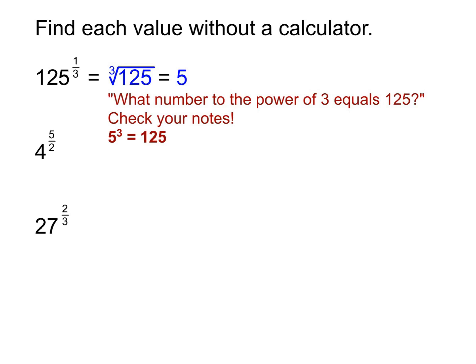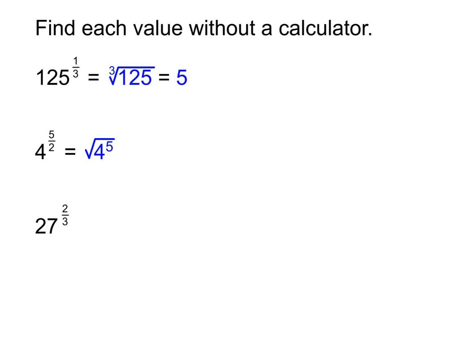Okay, we're going to do the same type of thing here with the second one. We're going to start by writing it as a radical. Now, if I just follow the rules for changing it into radical form, I'd end up with the square root of 4 to the 5th. And now we get to show you a neat little trick we can do. The square root of 4 to the 5th is also the same as the square root of 4, to the 5th.